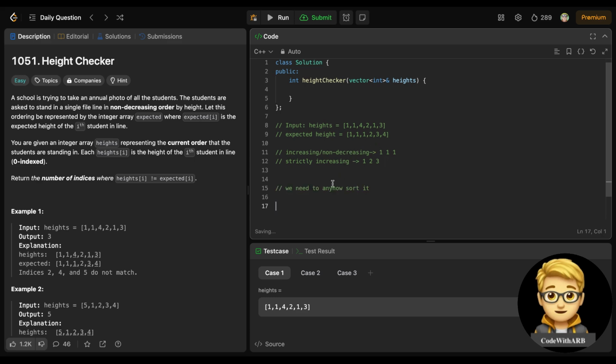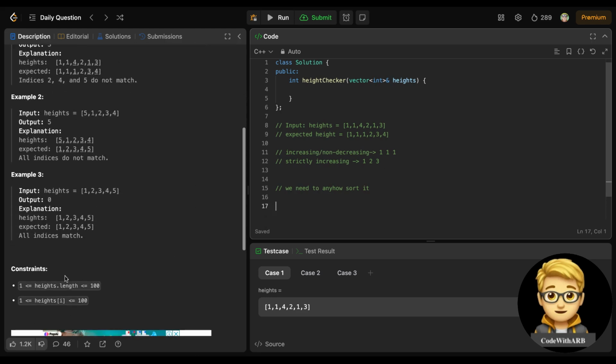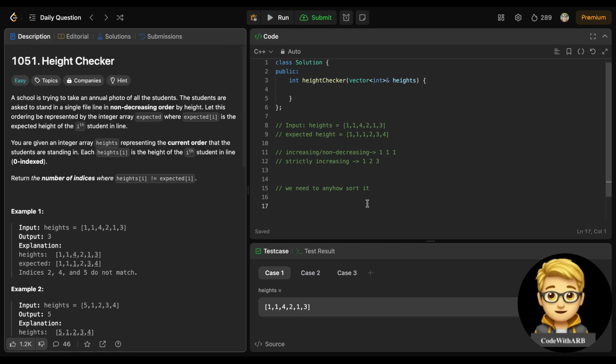One thing to consider is the time complexity. The constraints are only 100, so we can use any sorting algorithm. What are the various sorting algorithms we can apply here? I will attach a link here where you can see all the sorting algorithms, which are definitely asked in many interviews.